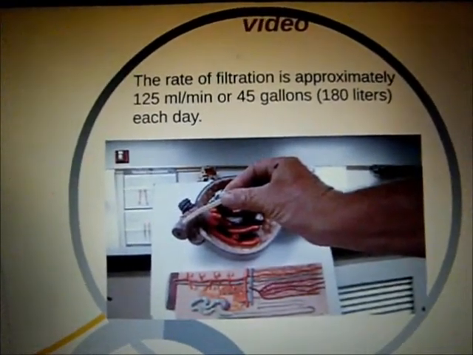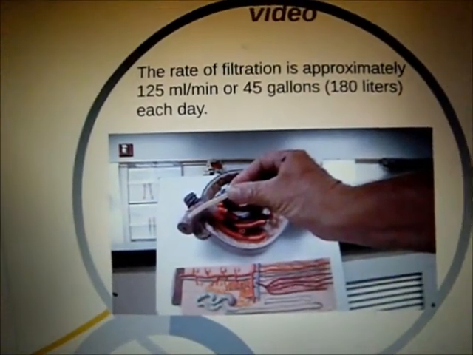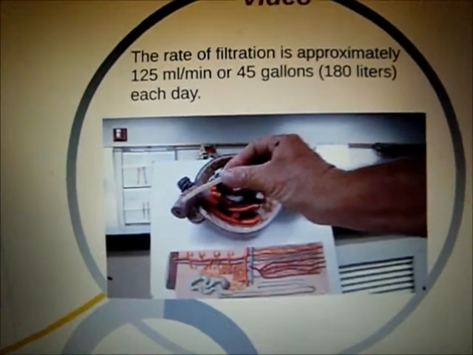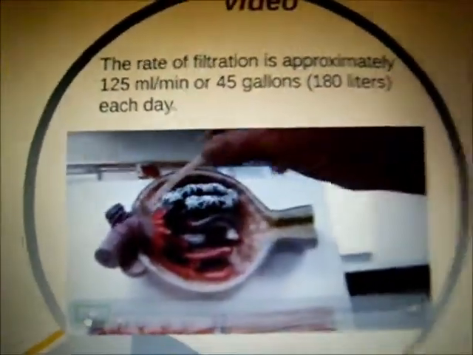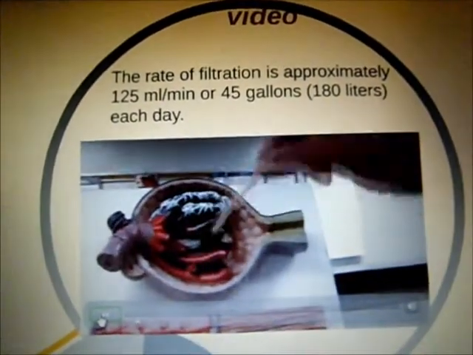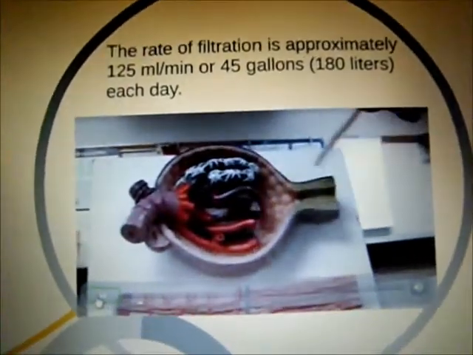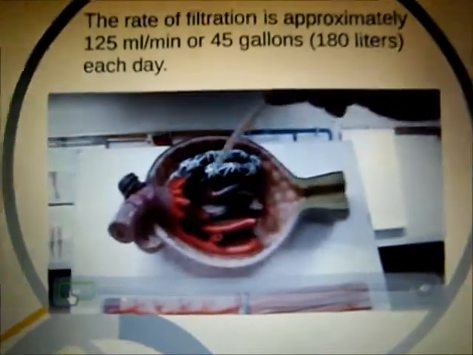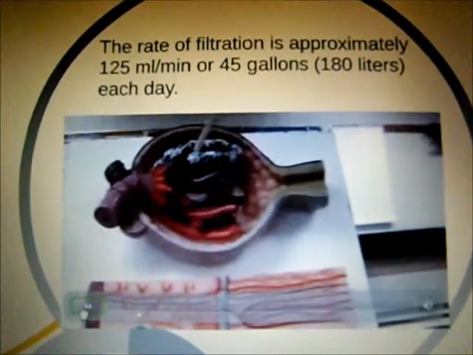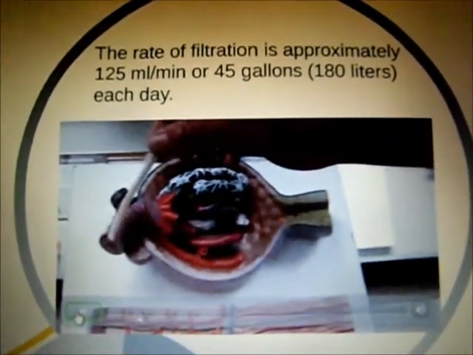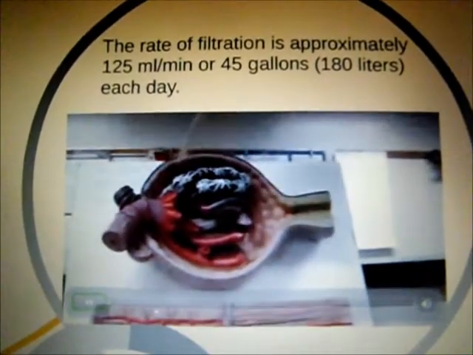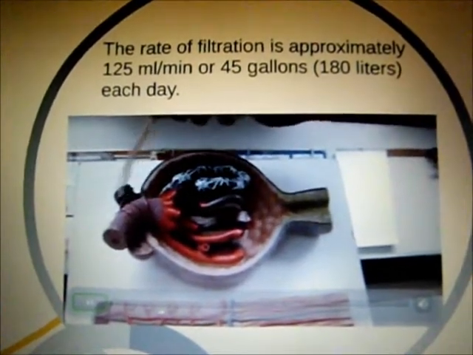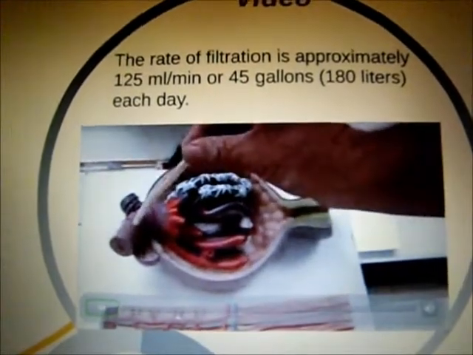We can see a video. The rate of filtration is approximately 125 milliliters per minute, or 45 gallons each day. This is the artery that goes into the glomerulus. Substances are easily cleared at this level, with just the glomerulus, without concentrating into the proximal convoluted tubule for further filtration. These podocytes act like macrophages, and for the material coming into the glomerulus, they take care of all the bad stuff that's small enough for them to handle first. Then the blood can recirculate back through the efferent artery into circulation. This is the afferent. It's larger than the efferent.